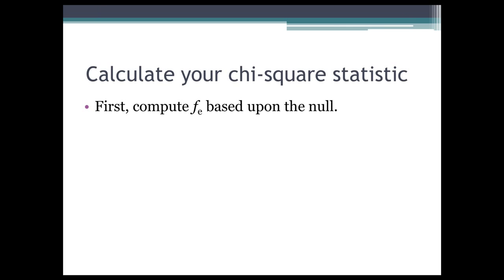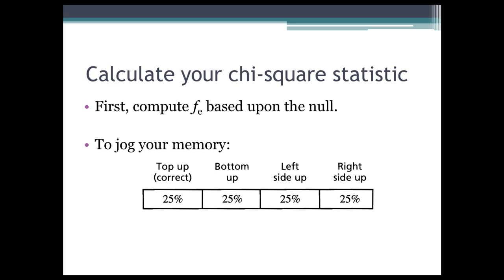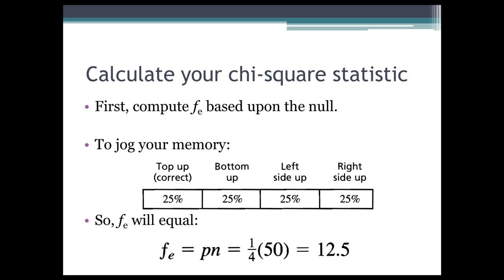Then we need to calculate first our F sub E, our expected frequencies based upon the null. Now we already have our observed frequencies because that's the data we actually collected, but we need to calculate our expected frequencies. And to jog your memory, the null was that there was no preference among the 4 categories, so it would be 25% in each expected cell, expected frequency for each cell. So the expected frequency for each cell would equal 12.5. So 1/4 multiplied by 50 for each cell. So 12.5, 12.5, 12.5.